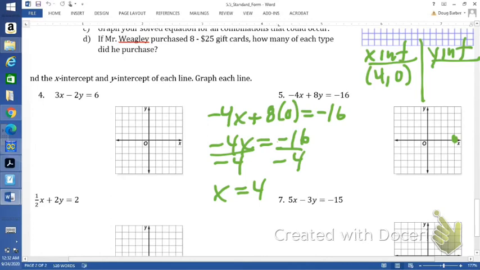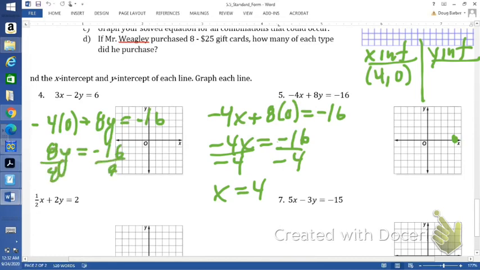And then the y-intercept, we're going to substitute in 0 for x. So we're going to get 8y equals negative 16, divided by 8. So y equals negative 2. So 0, negative 2 is the y-intercept. Connect. Alright.